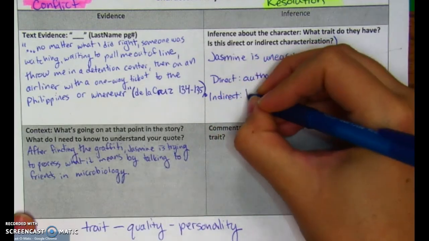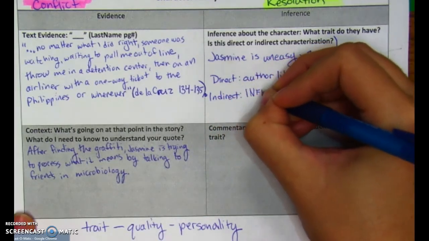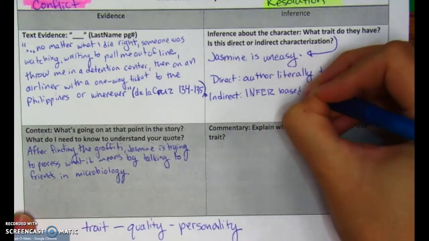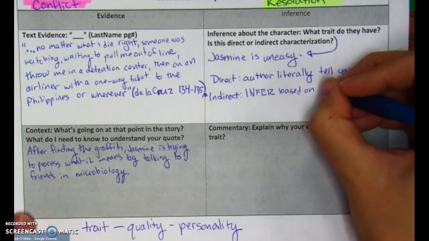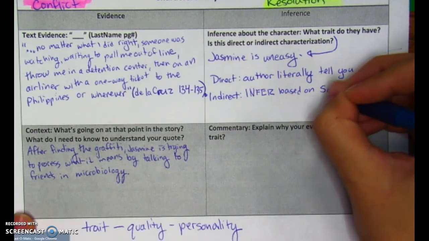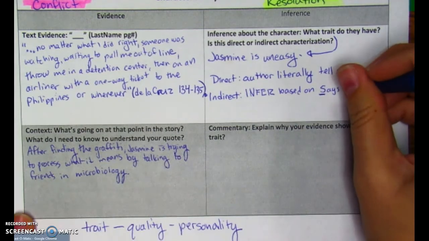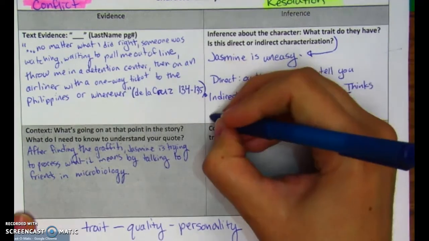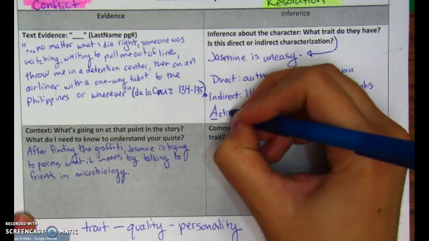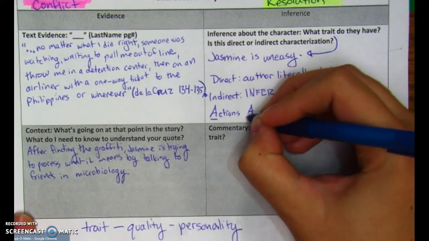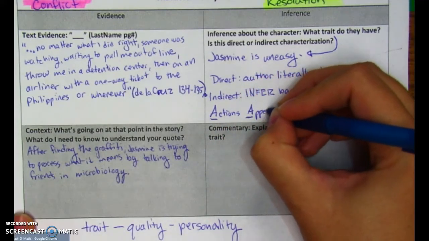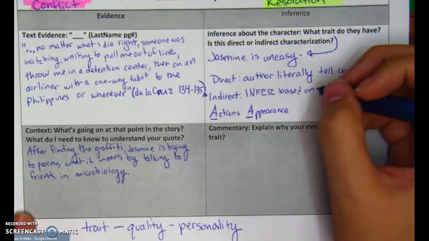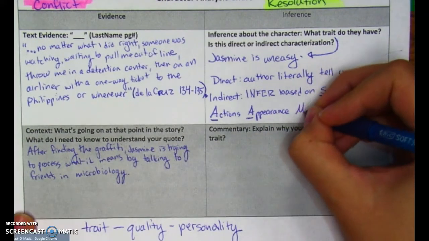This is when we have to infer based on the following. What a character says, what a character thinks, their actions, their appearance, which sometimes you have to infer, and yes, that can be important sometimes to more than just what they look like, and what their motivation is.